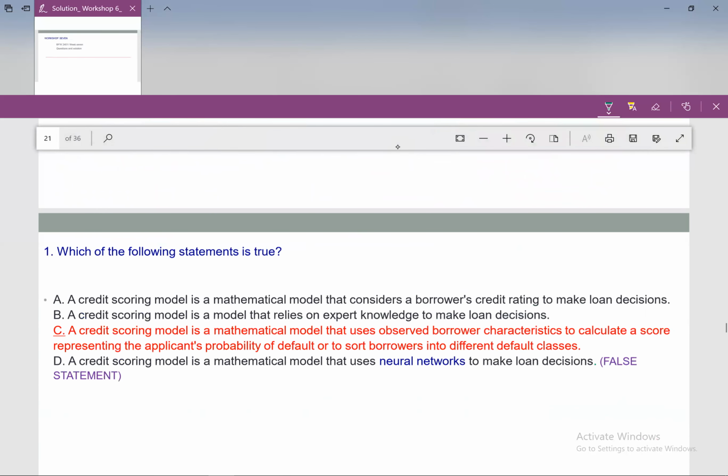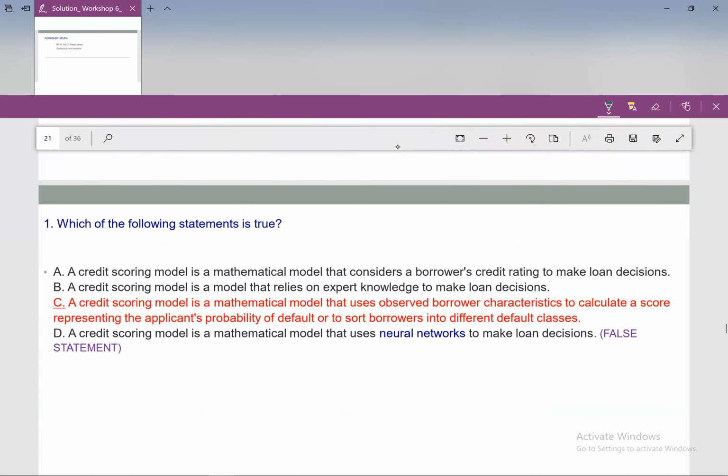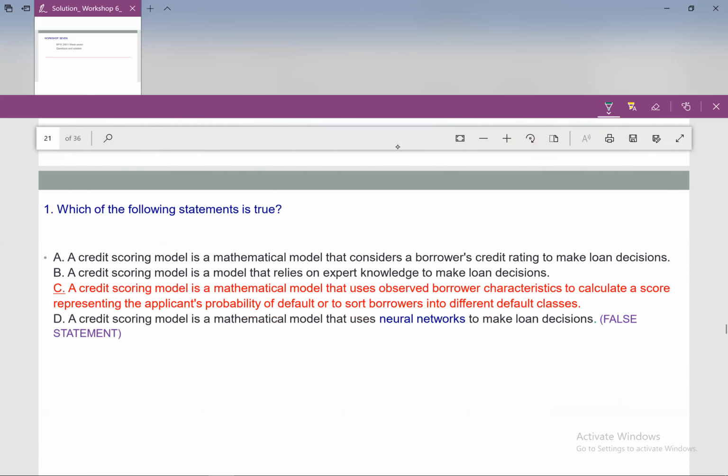Now the credit scoring, I will start with the first question. Which of the following statements is true? A credit scoring model is a mathematical model that considers borrower's credit rating. No, the problem here is that it's not credit rating, because credit rating has something to do with the rating agencies. This is rating agencies.